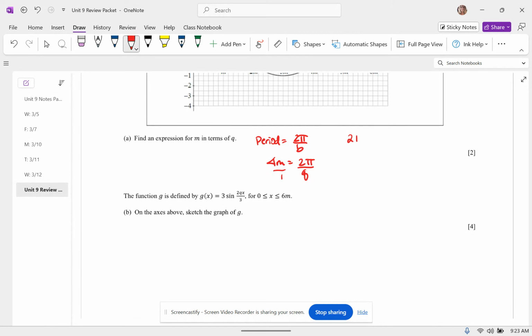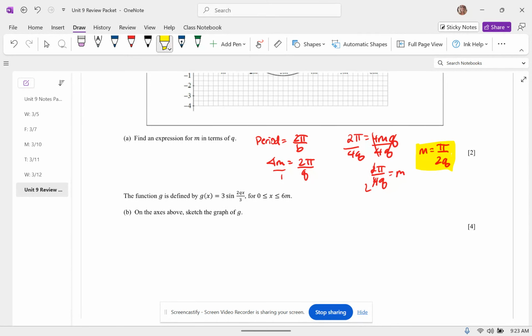So I'm going to cross multiply. I'm trying to solve for m, so I'm going to divide by 4q. All right, so I got 2 pi over 4q equals m. I'm going to reduce that, so m is equal to pi over 2q.